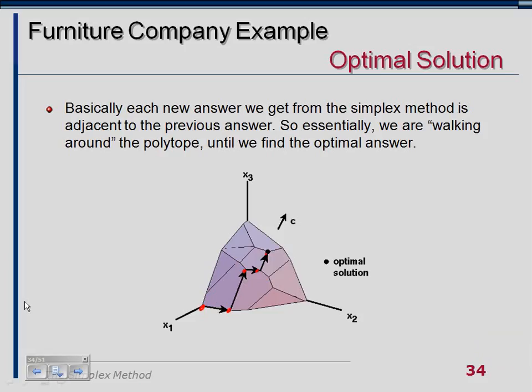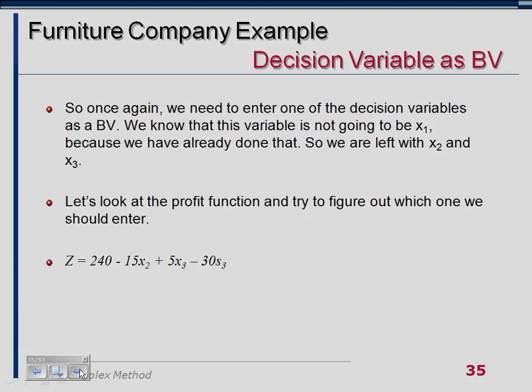So how do you know you found the optimal solution? Well, it turns out to be extremely simple. I'm going to show you guys how to do this. Okay. So once again, we need to enter one of the decision variables as a basic variable. So we know this variable is not going to be x1, all right, because we've already used that one. So we're left with x2 and x3. So if we look at the profit equation, by inspection, we can tell that x3 is the variable that needs to enter. Everyone understand why it's x3?